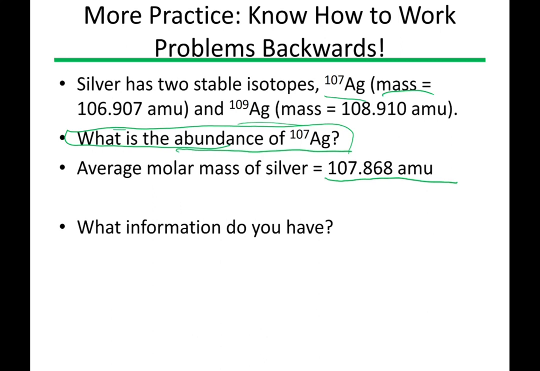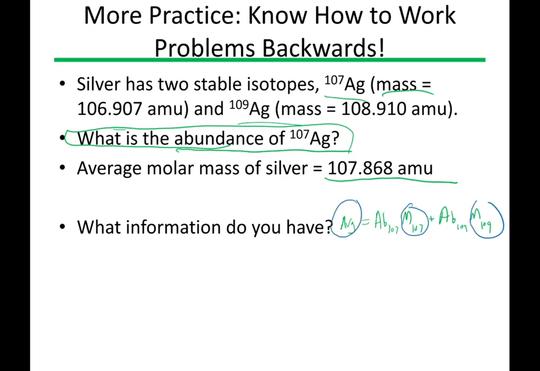Okay, so this will be typical of some of the trickier problems that we'll see. And in this case, the best thing to do is to sort of take all of the information that we have and figure out where we can go from there. So in this case, remember to find the average molar mass, this is going to be the weighted average of all the species, so this will be the abundance times the mass for every species. And in this case, we know the mass of both, and we know the average mass.